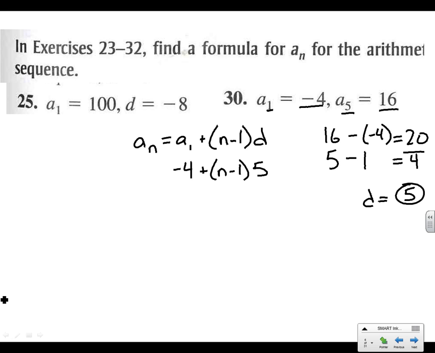And now let's clean this up. -4 plus 5n minus 5. Just distributing in the 5 here. And we'll clean this up to 5n minus 9. -4 and -5.